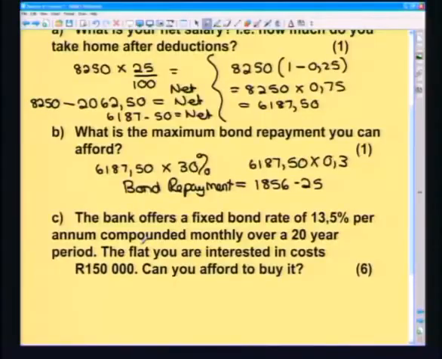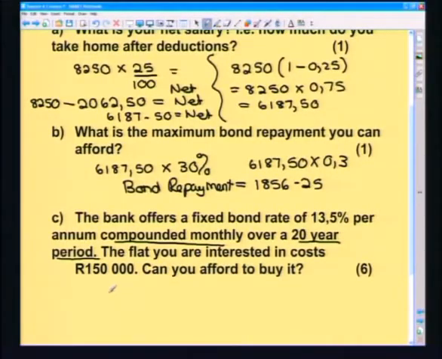This says the bank offers a fixed bond rate of 13.5% per annum, compounded monthly over a 20-year period. So it's compounded monthly, 20-year period. Just while we're here, I want to mention that in actual fact, with a loan, the repayments must be at the same interval. So if you're paying your loan yearly, then your interest rate must be yearly. If you're paying it monthly, your interest rate must be monthly. Right, back to the question. Now, it offers a fixed rate of 13.5% per annum, and we know we can only pay this. If the flat you are interested in buying costs this much money, how much can you afford to buy it?